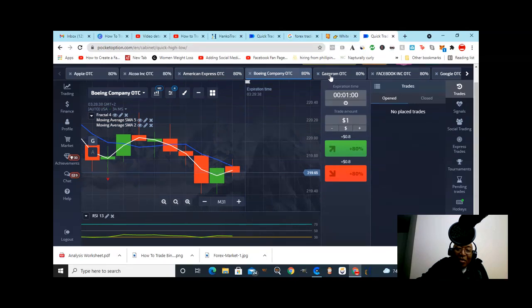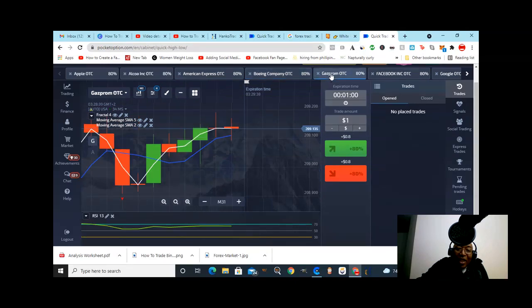Yeah, look at this setup. This is not good. Because you can see it's going down, but it's not really going down. They're not pointing down. The blue is not pointing down. The white one is pointing down, but the blue is not pointing down. So that's a really risky setup.